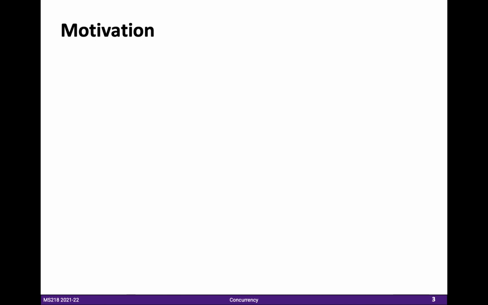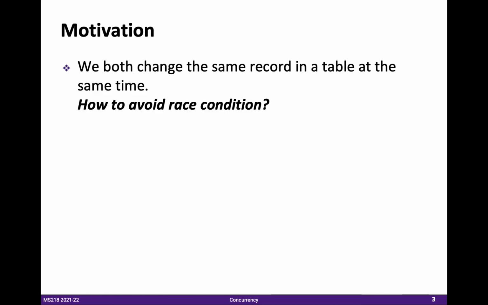This is very important in business scenarios especially. For example, if we both change the same record in a table at the same time, how do we avoid a race condition? For example, a library person or the department secretary is changing your full name, and you are also updating your first name. Then obviously the DBMS has to decide which transaction would be executed.